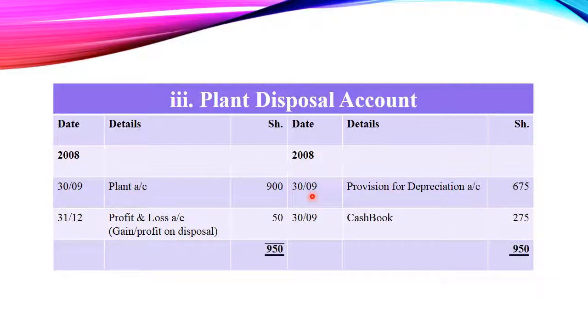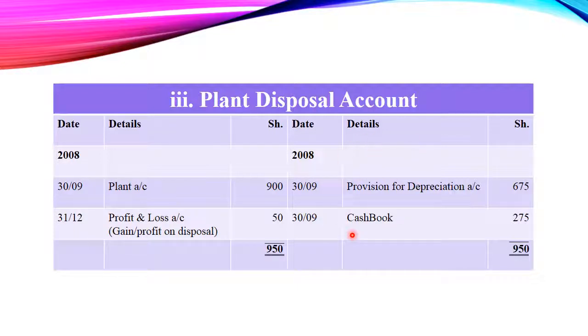In the same period, we have a provision for depreciation. Remember, in the provision for depreciation account, it was debited. And to comply with the double entry rule, you credit the plant disposal account with 675, which is the total depreciation for this asset that is being disposed.